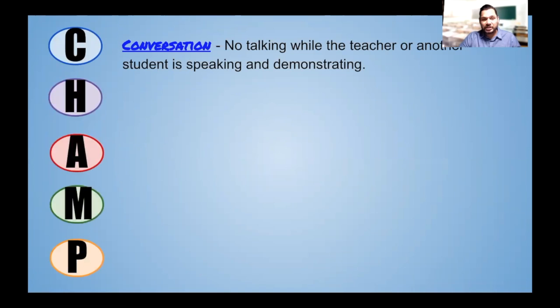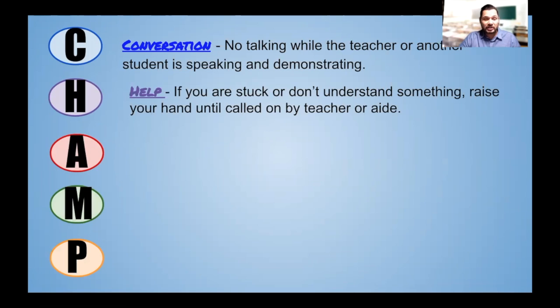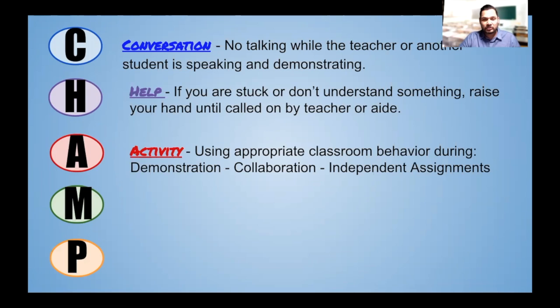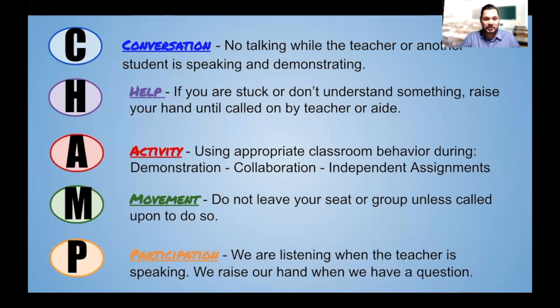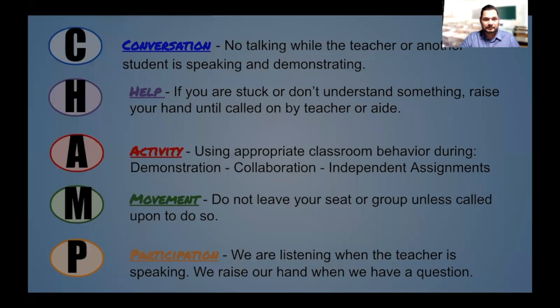Before we begin our lesson, we must be mindful that we are champions of our own learning. And to be a champion, we must listen when others are speaking. We raise our hand when we need help. We stay focused and on task to the activity at hand. We stay in our seats unless instructed to do otherwise. And participation should be giving it your best at all times.